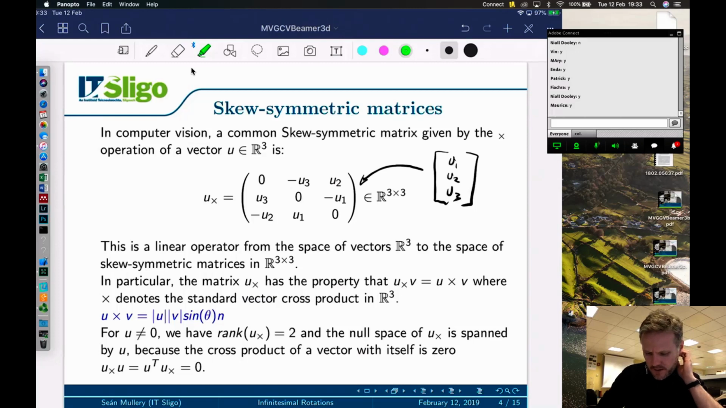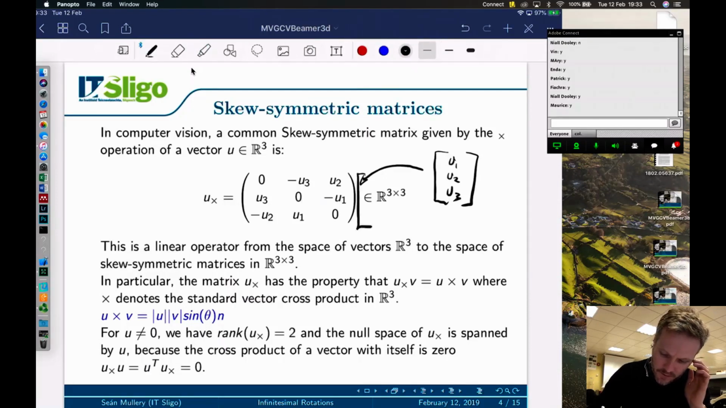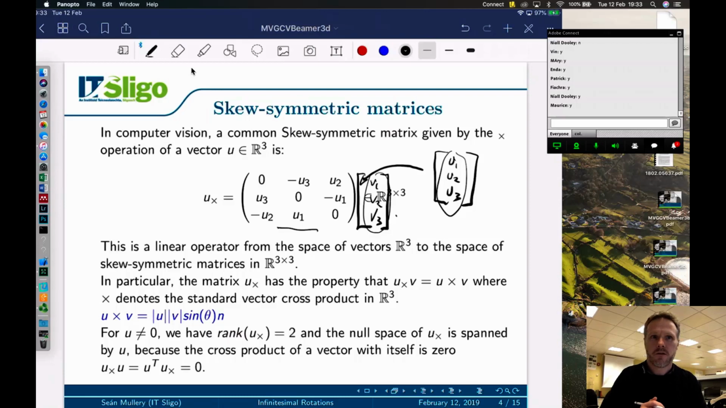In particular, what this allows us to do is, if I take a vector, let's say u here, and I change it to this skew-symmetric form, and then I put my v vector here, v1, v2, and v3, what I would get when I multiply this matrix by this vector is the cross product between this vector here and this vector here. So it has that effect. It'll do the cross product.